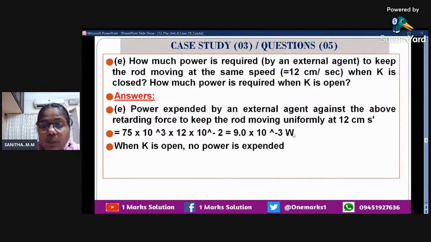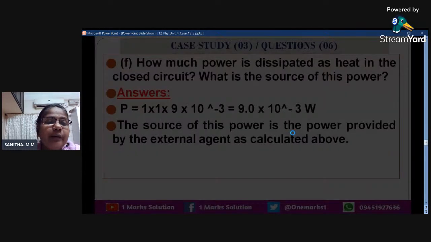When K is open, no power is expended. No power will be expended if it is open. If it is closed, then only the power we are using it. How we are using it. Okay, now we can go for the next one.